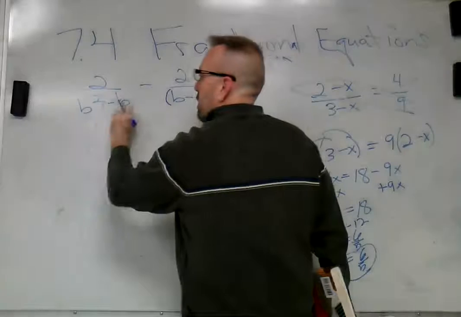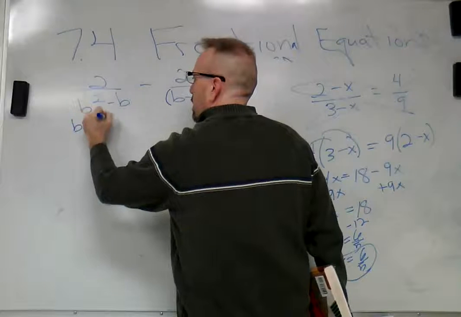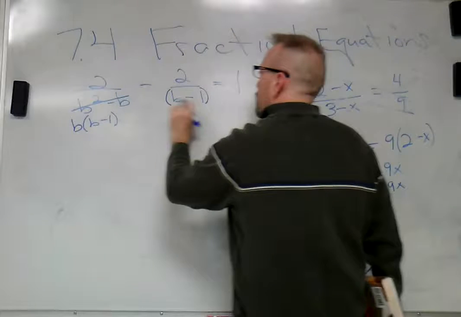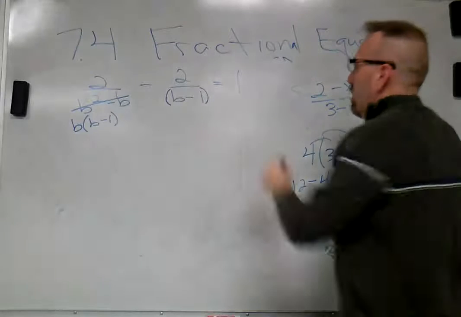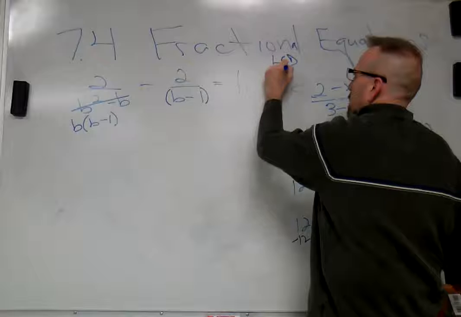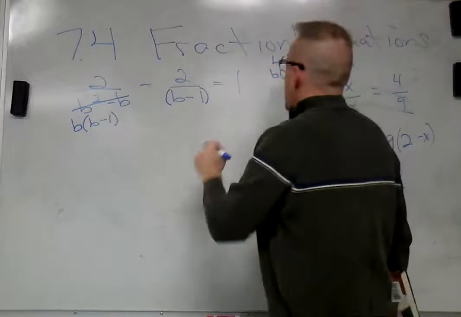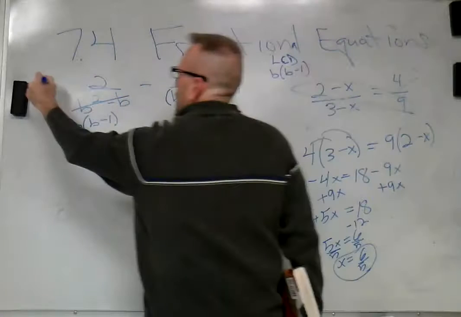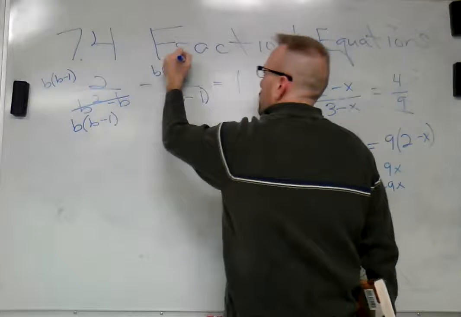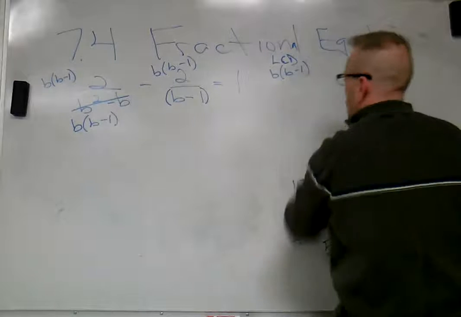Does it have anything common in both terms? Yes, it has b. If we take b out, we're going to get b minus 1. So I'm going to cross that out now. Looking at these two, our common denominator, our LCD, is probably going to be b and b minus 1 because we need both parts that are there. So we want to put that next to each one again. B minus 1, b minus 1.